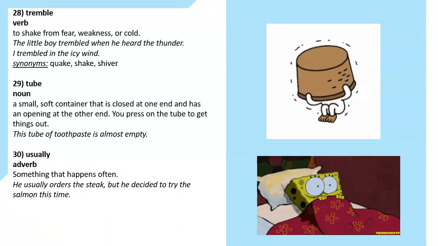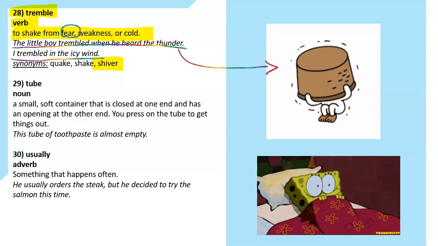Our next word is tremble. Tremble is a verb and it means to shake from fear, weakness, or cold. Kind of similar to shiver, but we use tremble many times for fear. So, let's look at the example. The little boy trembled when he heard the thunder. Or, I trembled in the icy wind. Both of them are okay.